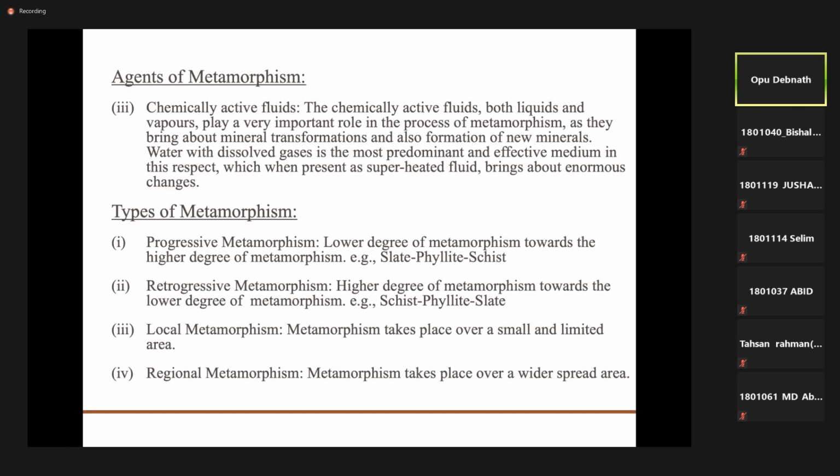Okay. So if the metamorphism is taking place over a small and limited area, that means the effect of temperature, pressure, and chemical fluids is limited to a small area. That means change occurs in a closed or comparatively small area. So this will be called the local metamorphism. And if it covers a larger area, this will be called the regional metamorphism.